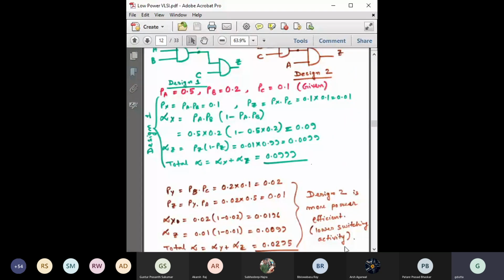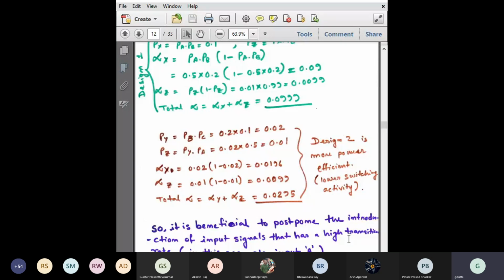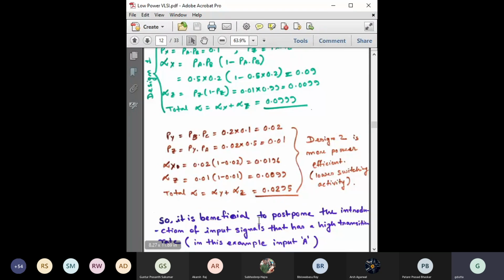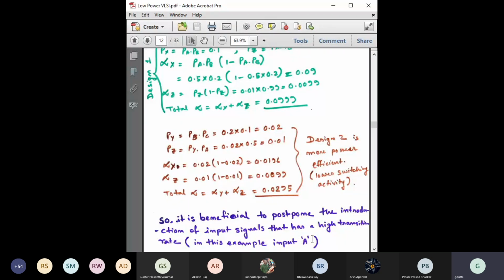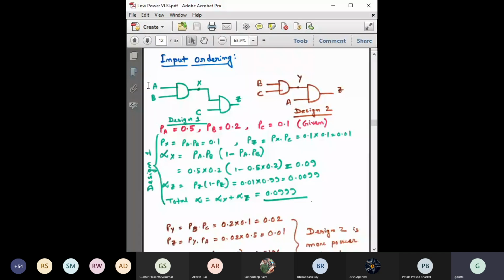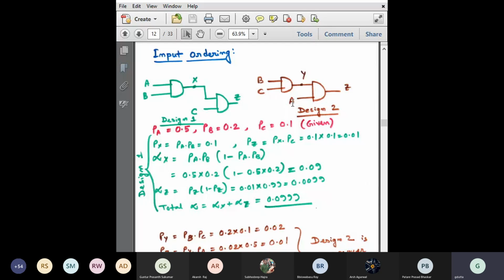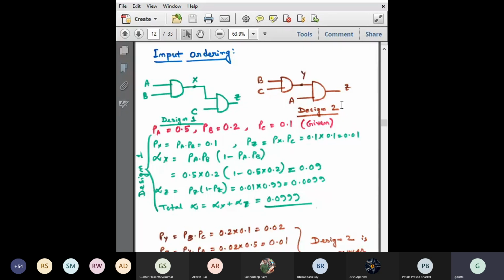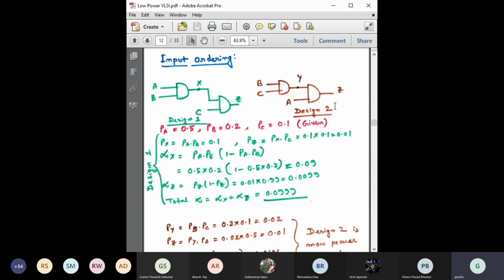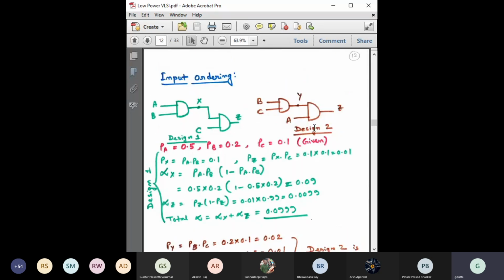Now, what is the reason? It is beneficial to postpone the introduction of an input signal that has a high transition rate. For example, in this example, that is input A. You can see it again: this input A has a transition probability of 0.5. Here we have introduced it early, but in design 2, we have introduced it in a much later stage. So from this itself you can say design 2 would be much more power efficient compared to design 1, right?